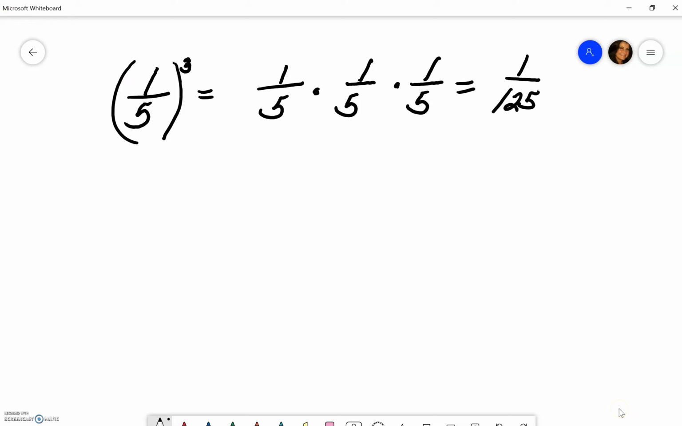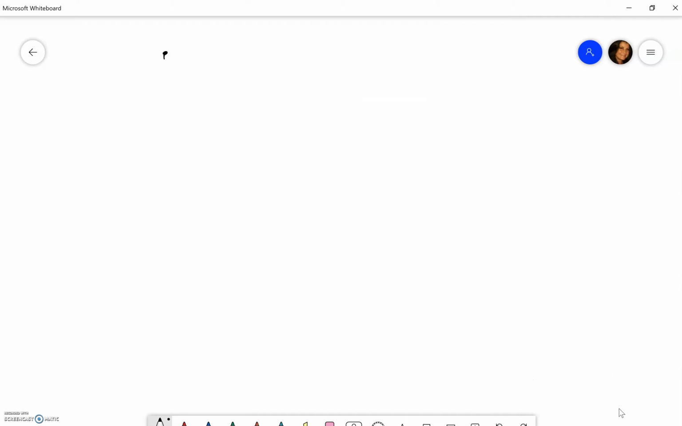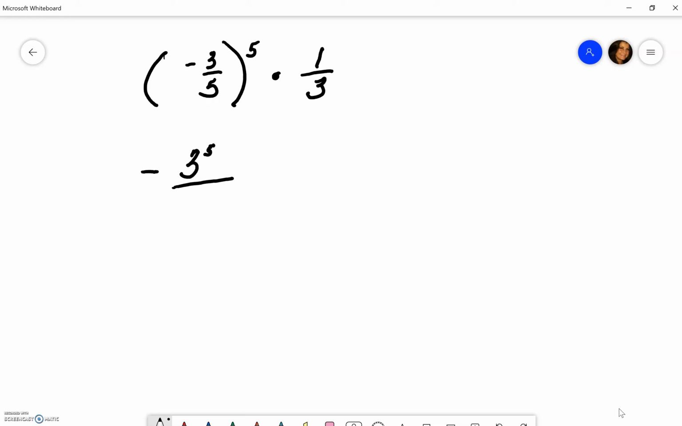All right, so number 9, there's a problem like this. You have negative 3 over 5 to the 5th power times 1/3. Now you can take a little different approach this way. So this one would be a negative right here, and then we have 3 to the 5th over top of 5 to the 5th. You notice the 5th power will be applied to the numerator and the denominator, times 1/3.